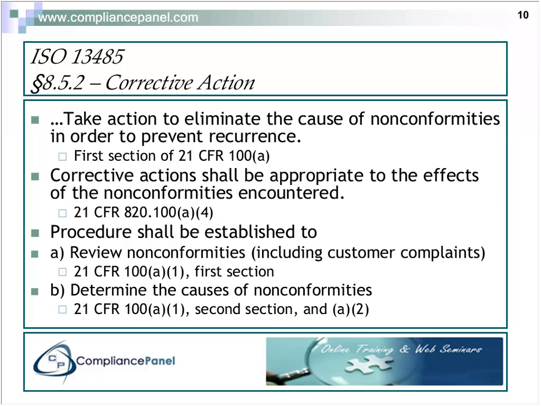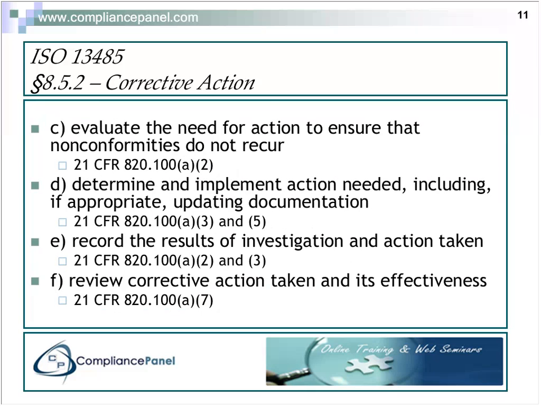That's 100A1, the second part, and A2. The other sections here, C tells you to evaluate the need for action to make sure that nonconformities don't occur again, and that's 100A2. Determine and implement the action needed, including updating documentation, if appropriate.